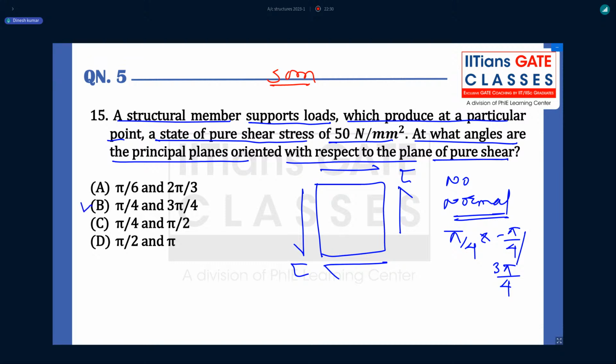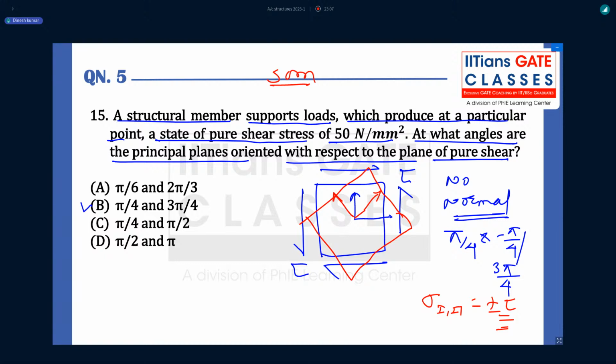For the pure shear case, your principal planes will be at 45 degrees and minus 45 degrees. These are my principal planes, and the values of the principal stresses sigma 1, 2 are also plus minus tau. Sometimes they have asked this also: what is the ratio of principal stresses? It will be minus 1, for the pure shear case.